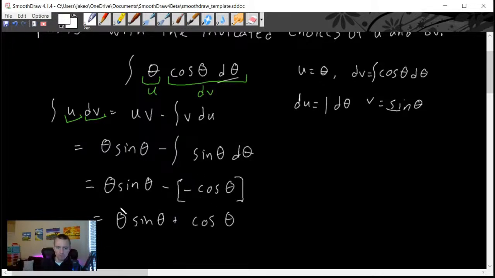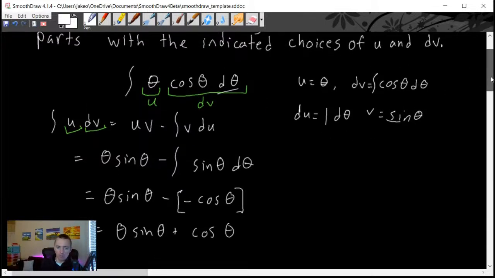Perfect. So now we know that theta sine theta plus cosine theta is the antiderivative of theta times cosine theta by using the integration by parts formula.